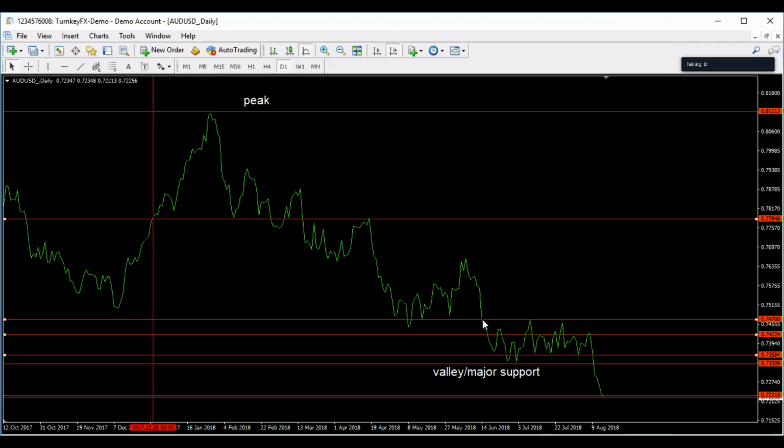Yeah, this is what support turned into resistance, okay? It broke through and came back and retested as resistance. It started off as support, the market came down on the bullish trend, and retested as the ceiling, as the resistance.